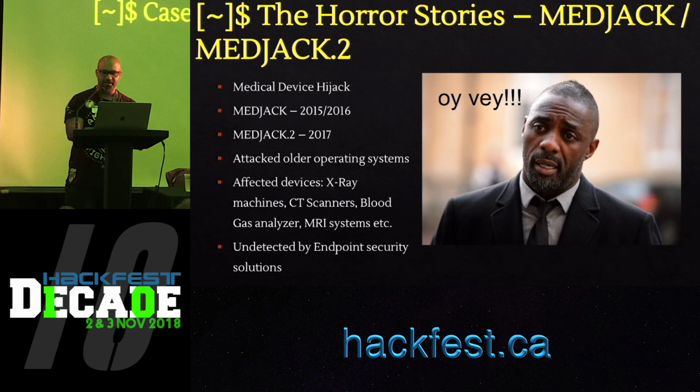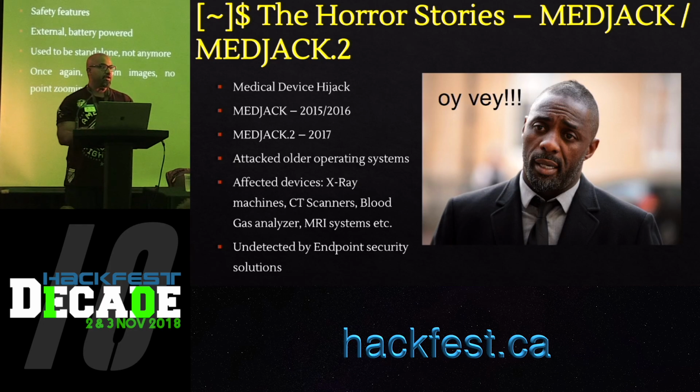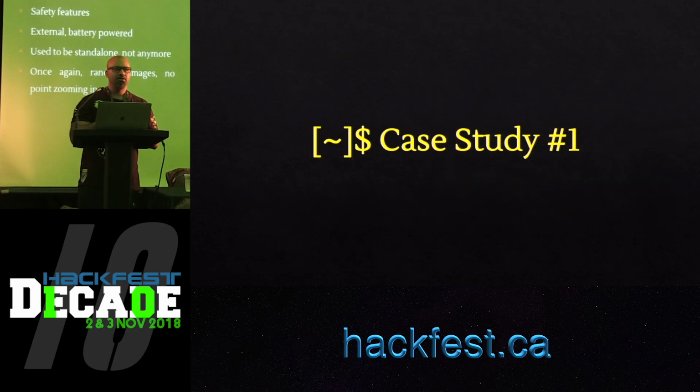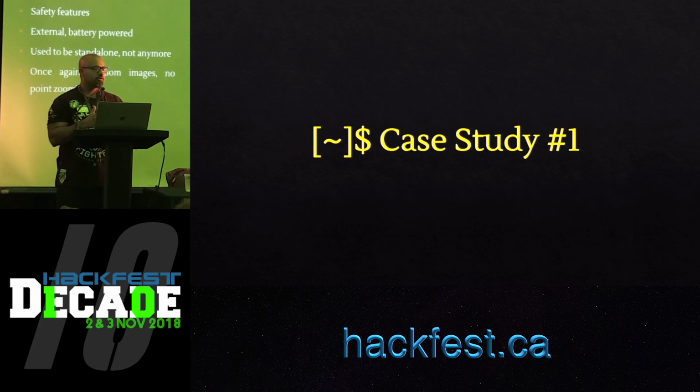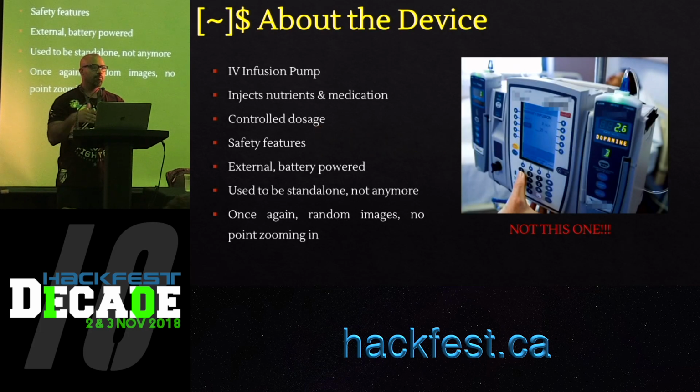So the first medical device that we looked at was an IV infusion pump. An infusion pump is usually used to inject fluid, nutrients, or medication into a patient's body in a controlled and appropriate dosage. It's got some safety features built into it. Medical practitioners can set soft and hard limits on an infusion pump. For example, a doctor can come in and set morphine to be 100 milligrams as the maximum limit. And once that is set, even if the patient wanted to inject more morphine, they won't be able to. It used to be a standalone device, but now it's connected to the network.